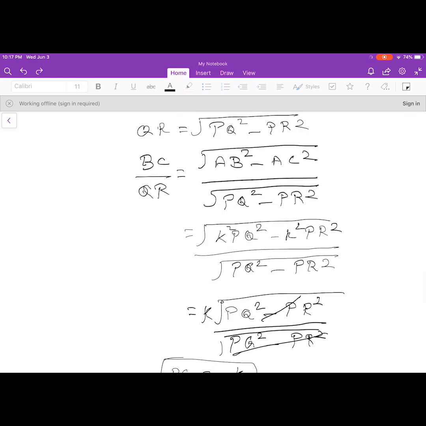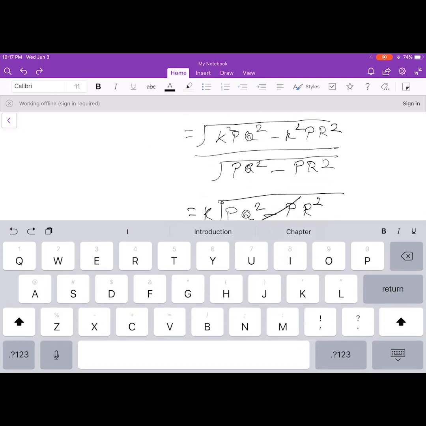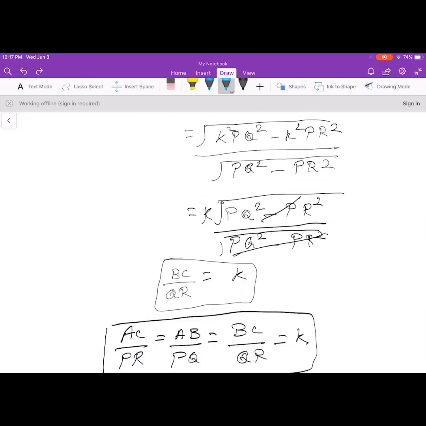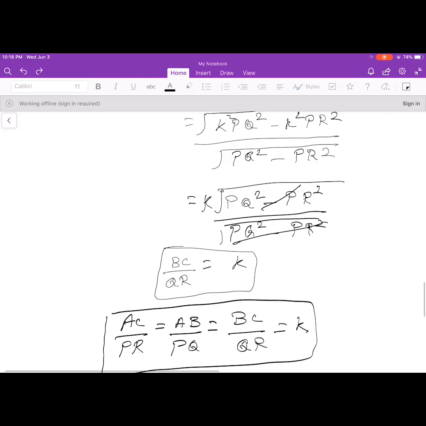Because it is square, I am squaring k as k square. I am taking the k square out of the root, so it becomes k. The remaining is PQ square minus PR square, which gets cancelled, and what remains is BC by QR equal to k. We already know that AC by PR equals AB by PQ equals BC by QR, that is equal to k.